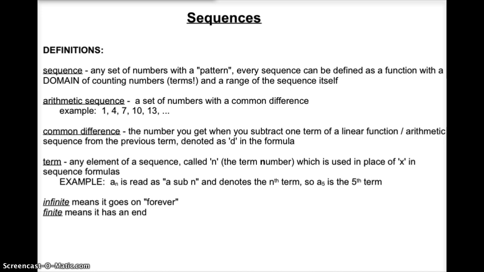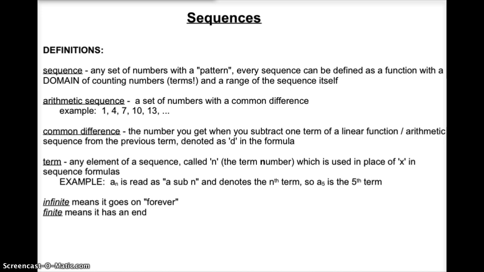An arithmetic sequence is a set of numbers with a common difference. In the example here, 1, 4, 7, 10, 13, and so on, you can see that each number is 3 more than the number before it. And so there's a common difference, because if you start at the 13, 13 minus 10 is 3, and 10 minus the term before it, 7, is also 3, and 7 minus the term before it is also 3, and so on. And so that's called a common difference.